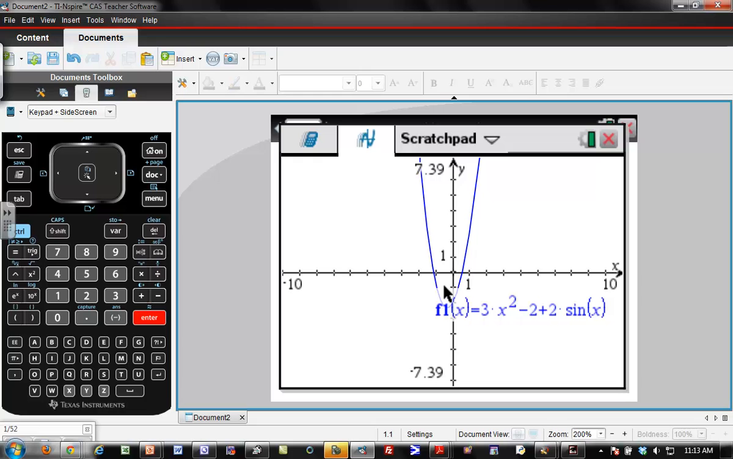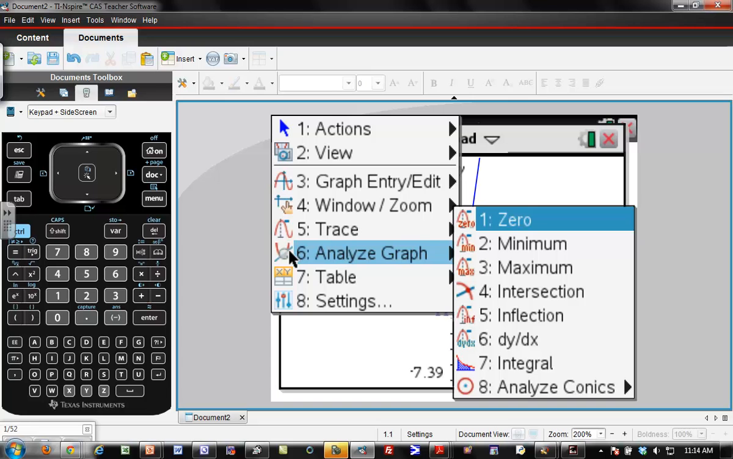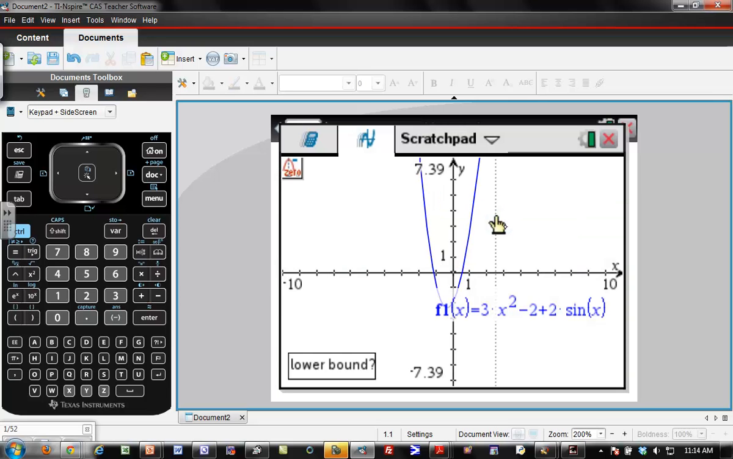Okay. So there we are. There is the graph of the derivative function. So what can we do with this? Well, we're interested in what the zeros are. How would we do that? Menu, analyze the graph, find the 0, and then what we do is we set a lower bound here, and an upper bound there, and there is the location of a 0 for that derivative.